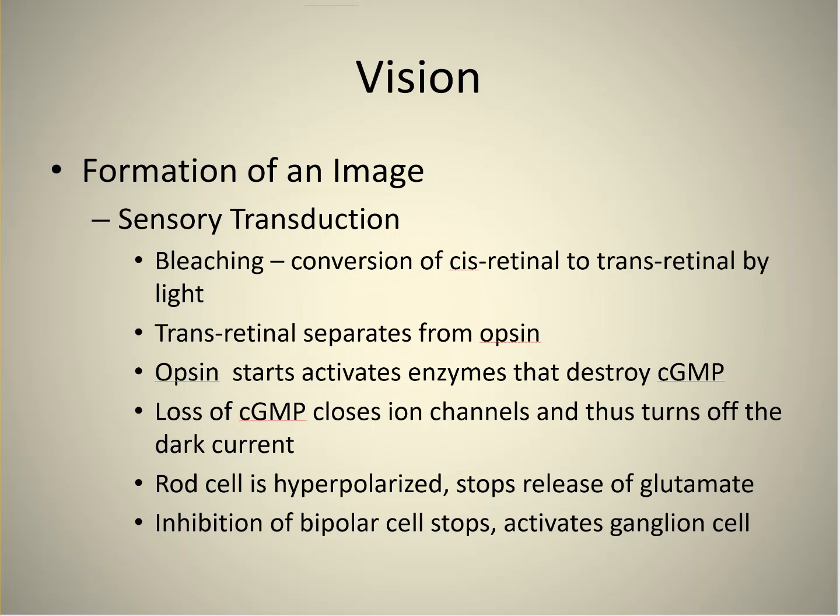Glutamate is an inhibitory neurotransmitter. In the dark, the photoreceptors, when they're on, are inhibiting the bipolars, so no signal goes on. When you hyperpolarize the rod, when the light comes on, you release the inhibition of the bipolar cells, and this will activate the ganglion cell. And the ganglion cell will fire an action potential and send an AP into your brain via the optic nerve.